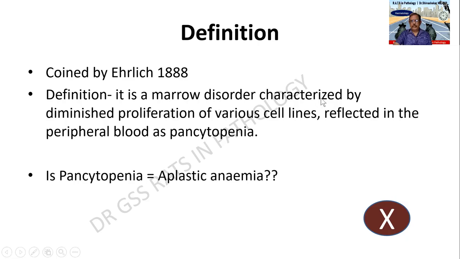So it is a marrow disorder characterized by diminished proliferation of the various cell lines, reflected in the peripheral blood as pancytopenia. All the cell lines are suppressed, and hence we get pancytopenia in the peripheral blood. Is pancytopenia the same as aplastic anemia? No, because pancytopenia is a peripheral blood finding and aplastic anemia is a bone marrow finding. You can get pancytopenia in the peripheral blood with a normal marrow also.